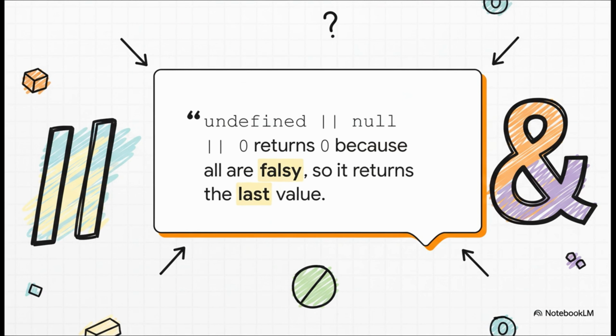But what if it never finds a winner? Well, this example shows you exactly that. Undefined, falsy. Null, falsy. 0, also falsy. So after checking everything and coming up empty, the OR operator just kind of shrugs and gives you back the very last thing it looked at, which in this case is 0.